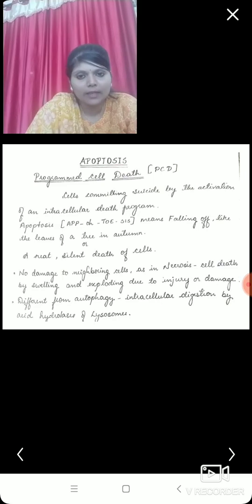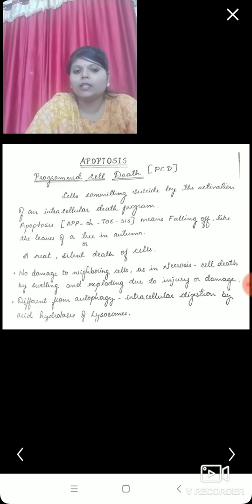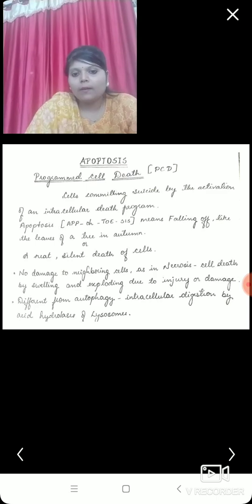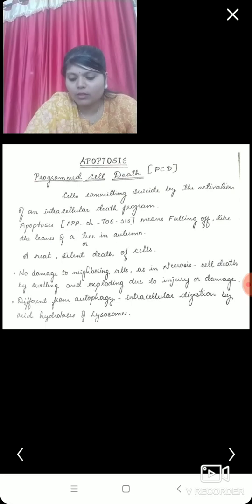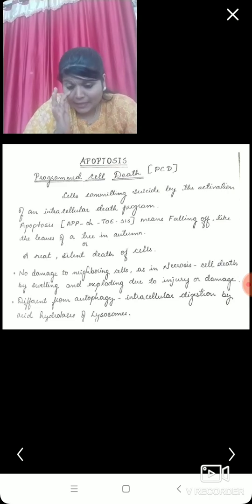No damage to the neighboring cells. This is unlike necrosis, where cell death occurs by swelling and exploding due to injury or damage. It is also different from autophagy. What is that? Intracellular digestion by acid hydrolysis of the lysosomes, which is not going to take place here.